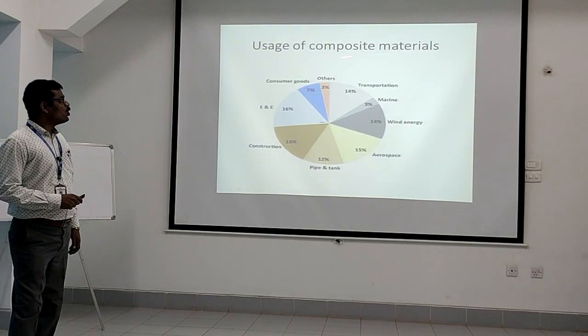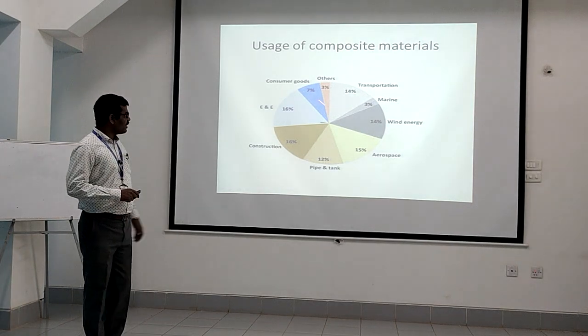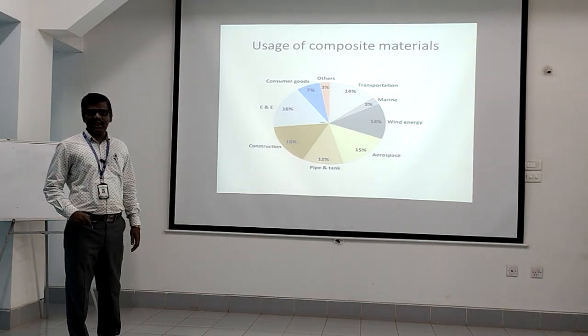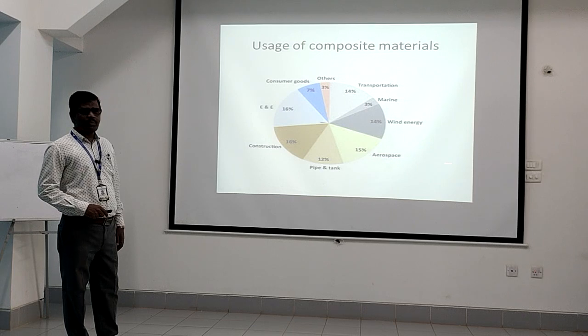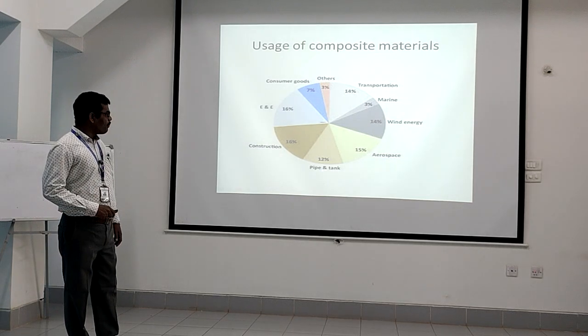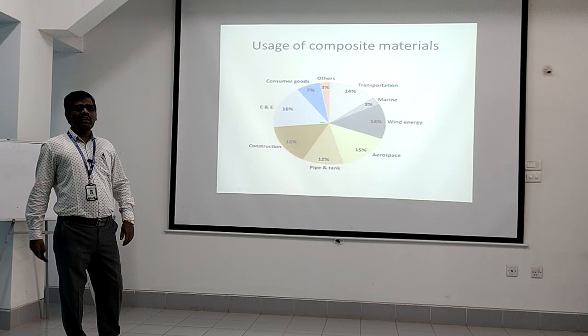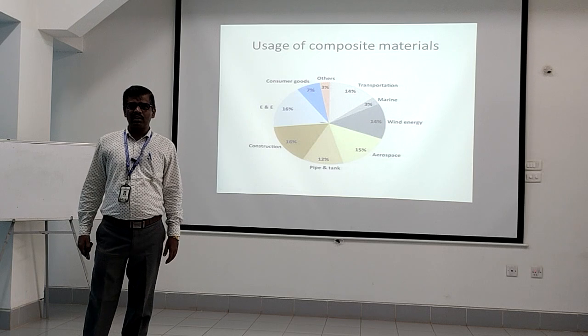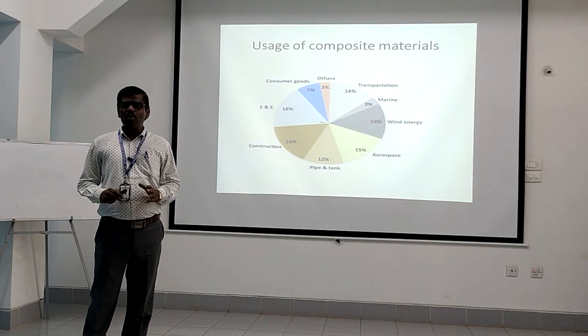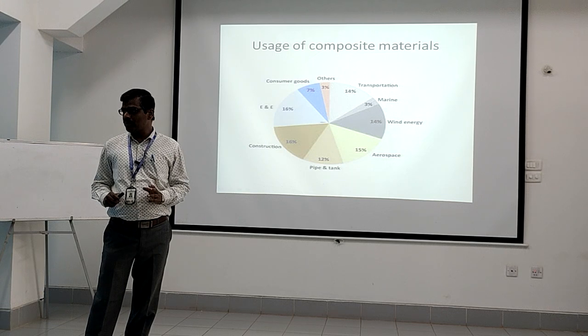So this is the usage of composite material in different sectors. We can see here, in aerospace, 15% composite material is used. In pipe and tank, 12%, construction 16%, electrical and electronics 16%. Means in almost all the sectors, composite materials are used.